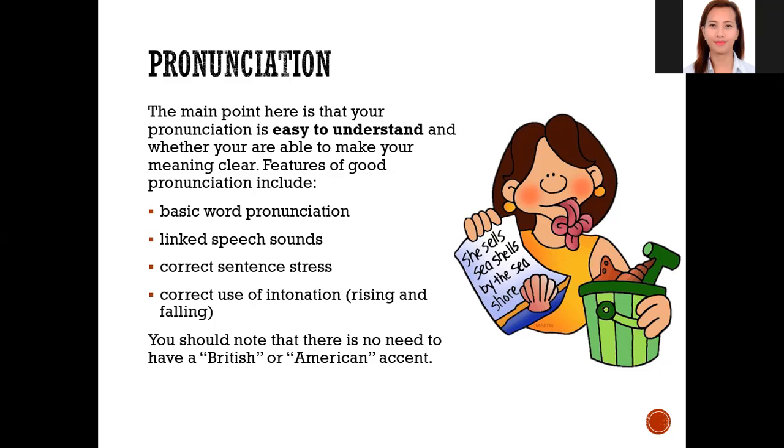All right. So you see the intonation that I'm using. So you should note that there is no need to have a British or American accent as long as you can deliver your answer in a clear manner.